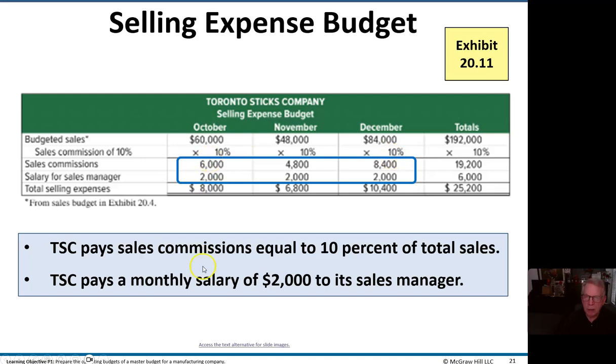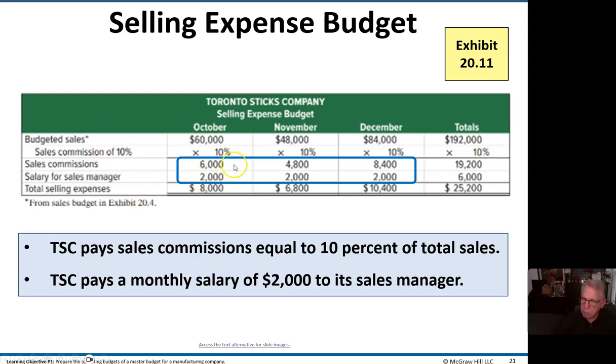Okay, selling expense. 2 pieces to the selling expense. We have sales commissions, and we have a fixed salary for the sales manager. So our budgeted sales was $60,000 for October, $48,000 for November, $84,000 for December, and the commission is 10%. So we can calculate sales commissions of $6,000, $4,800, and $8,400, total for the quarter of $19,200.